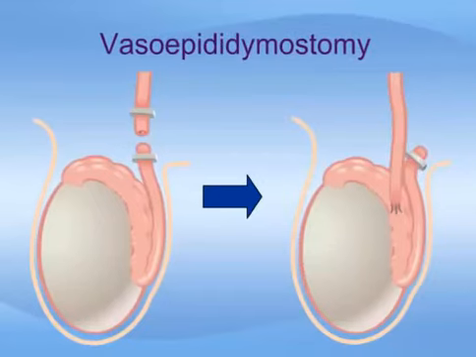Sometimes after a vasectomy, the first part of the vas or the epididymis can become blocked. In this case, reconnecting the vas deferens only would not restore an open channel, so the vas has to be connected further back at the epididymis. This procedure is called a vasoepididymostomy.